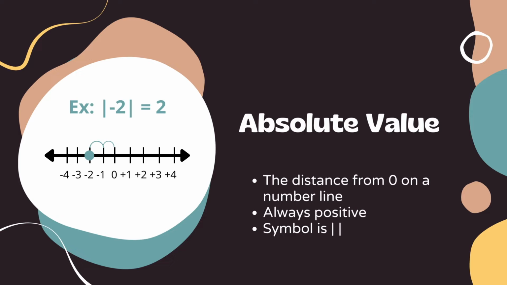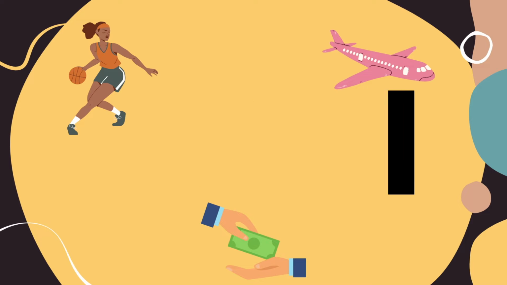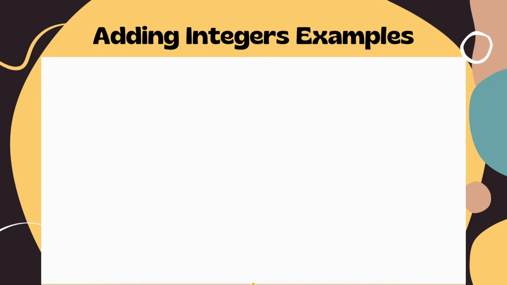We're going to learn how to add integers first. And there are actually some real-life examples of adding integers, like scoring points in basketball, earning money, or maybe taking off on an airplane because you're adding height between you and the ground. So let's take a look at our first example adding integers. Example 1. We know we're going to have whole numbers or their opposites because those are what integers are.